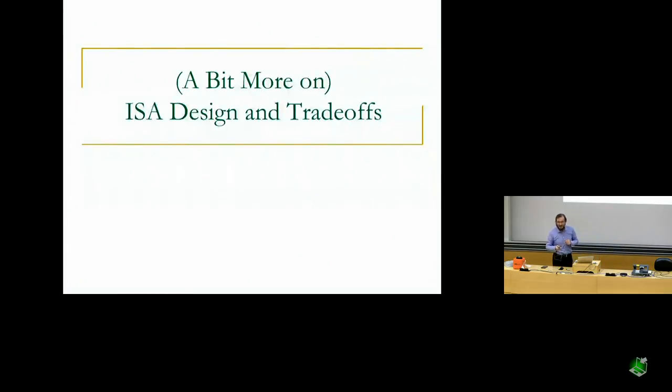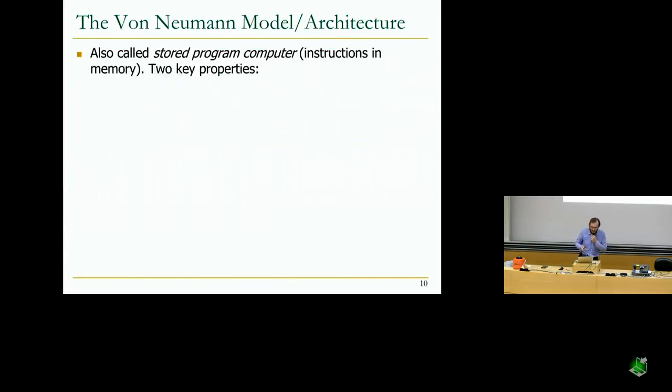Okay, so first, let's talk a bit more on the ISA design and trade-offs before we jump into microarchitecture, because I think there are some fundamental concepts we should talk about. And I'll ask you a question, actually, you studied the von Neumann model. It's also called the stored program computer. And we had the reference in the last lecture Juan gave. There are two key properties to the von Neumann model. Can anybody name them?